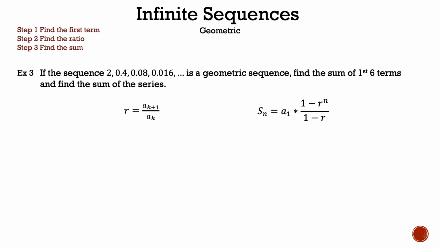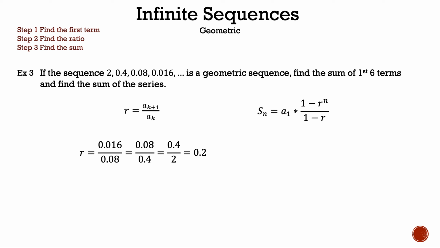Now, let's write down the two formulas that we need, the ratio formula and the S sub n formula. Now, let's find the ratio by checking any term and dividing it by the previous term. Let's start with 0.016 and divide that by the previous term, which is 0.08. Let's continue down the line, and now we have 0.08 divided by 0.4. Let's continue again, and now we have 0.4 divided by 2. Now if all these are equal, that means we have a geometric sequence. In this case they are, and they all equal 0.2.